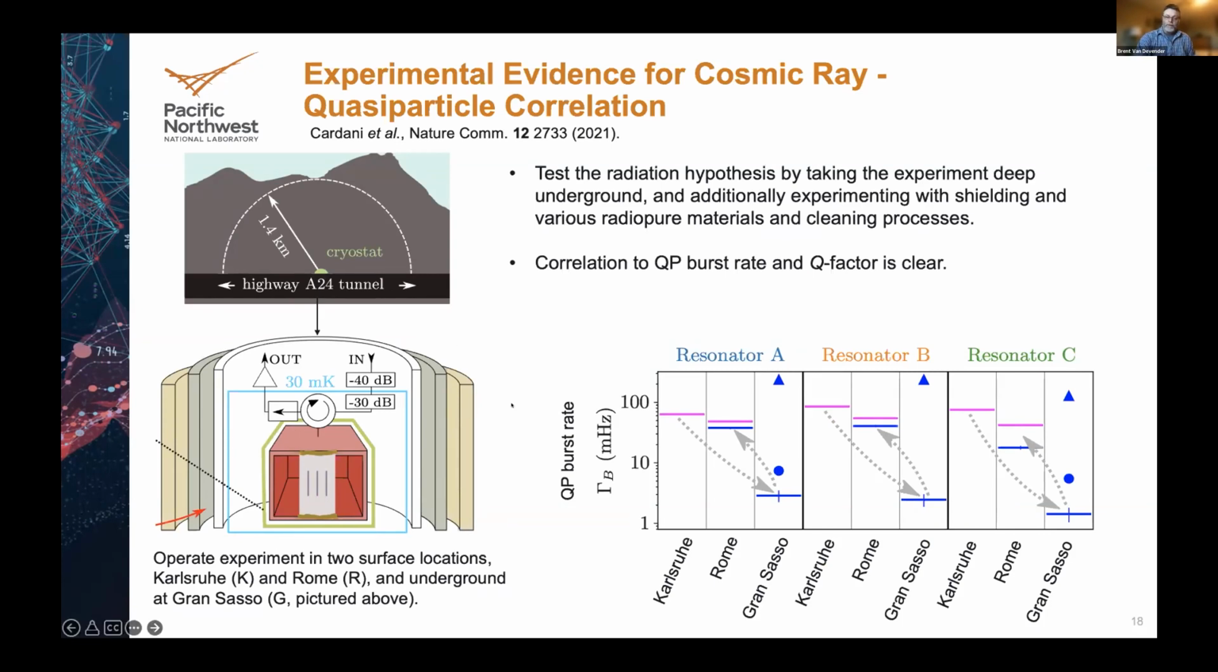They monitored these resonators. And what you see in the bottom plot is there are two different experiments done at the surface, one run in Karlsruhe, one run in Rome, and then the run deep underground at Gran Sasso. I'm showing you the burst rate for all three resonators. And so for every group of three, you can see that the Gran Sasso number, that rate of bursts, is much lower than the ones measured on the surface. That's a pretty clear implication that the association with cosmic rays was correct.